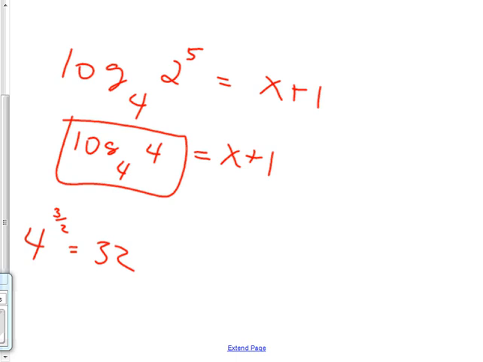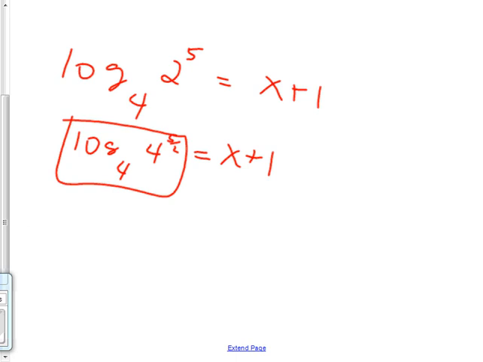4 to the what? It already is 3/2. Try again. 4 to the what? 5/2. There you go. Why? Because that part is the root. I get that the square root of 4 is 2, and then you put the 2 to the 5th, and that would be 32. All right, so bottom line, I have just rewritten this as 4 to the 5/2 power.